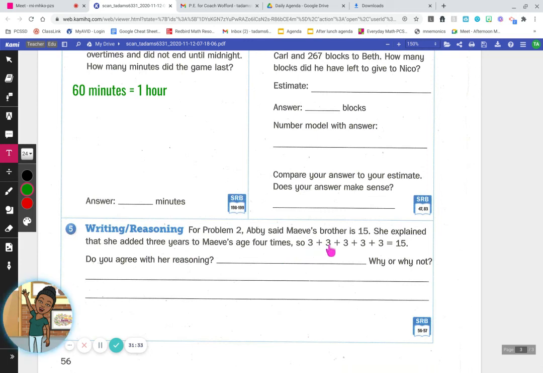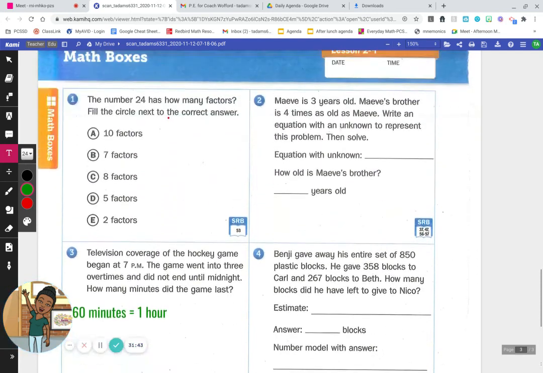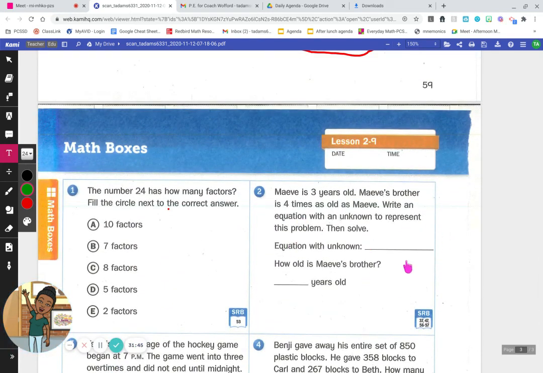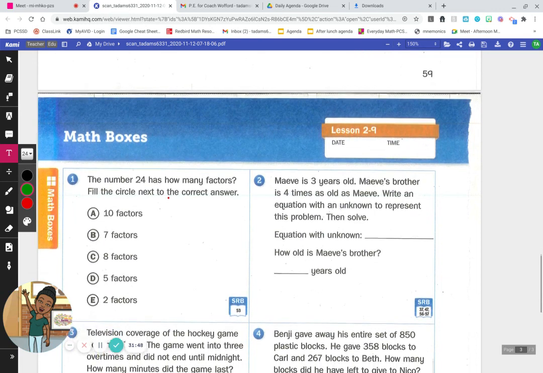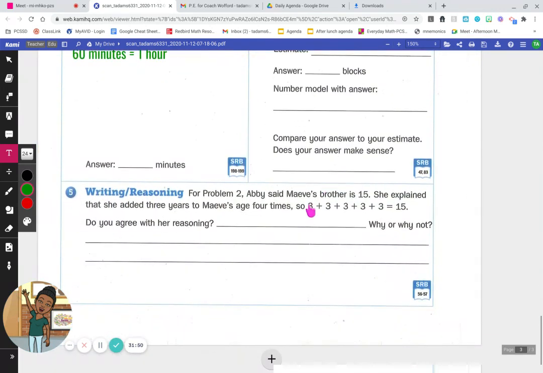Finally, number 5, for problem 2, Abby said Mauve's brother is 15. She explained that she added 3 years to Mauve's age 4 times. So 3 plus 3 plus 3 plus 3 plus 3 equals 15. Do you agree with her reasoning? Why or why not? And for that, she's looking at number 2. Do you agree with the reasoning? Yes or no? And then explain.